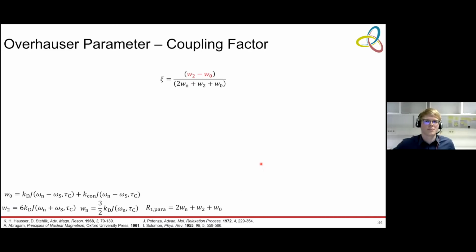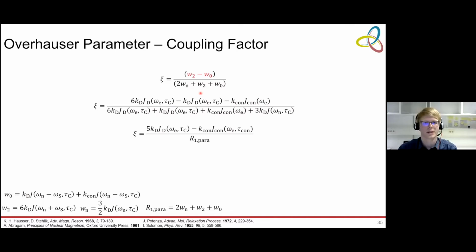Okay, so now we come to the coupling factor, which actually contains all the information about the polarization transfer mechanism. And we can write it in terms of rates, where we have the cross relaxation rates. But we can also write it, as derived by Solomon, with the spectral densities. And if we put these expressions in, we end up with this term for the coupling factor, where we have a dipolar and a contact, so Fermi contact, contribution.